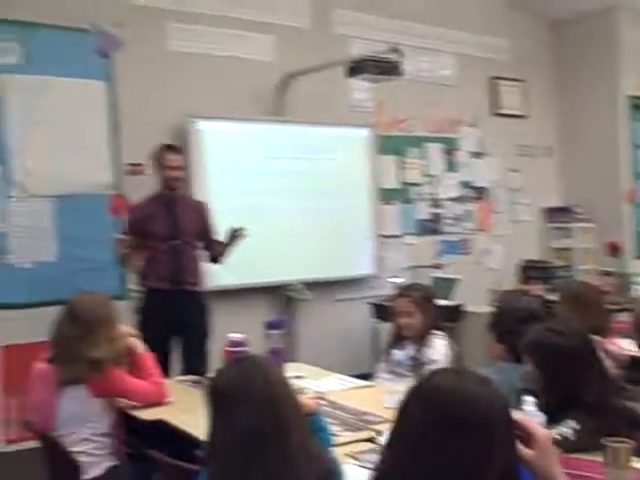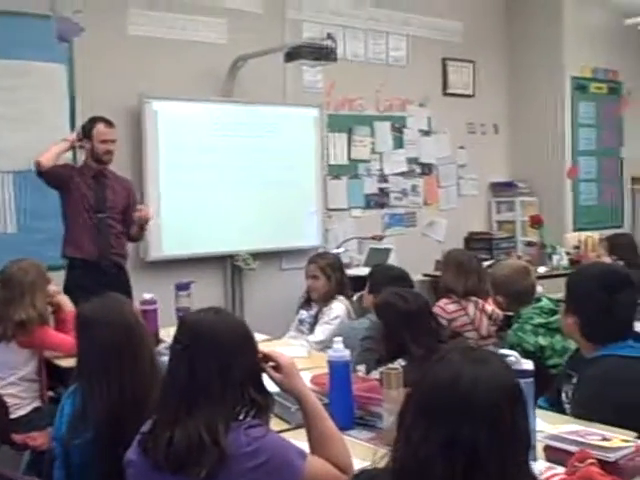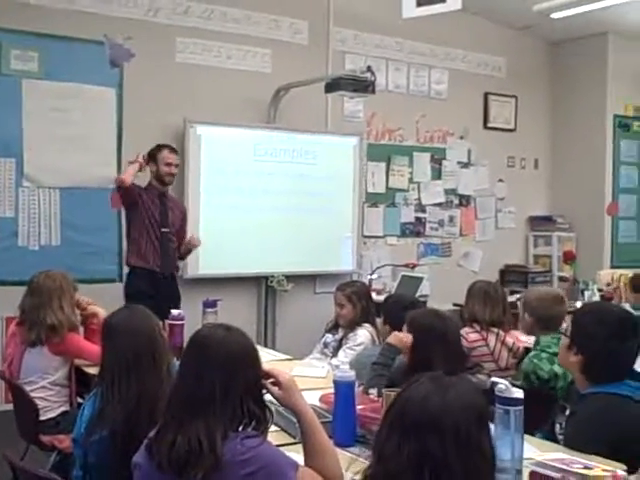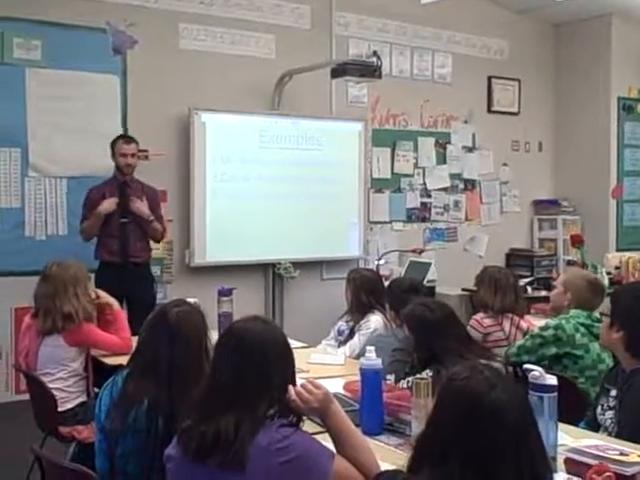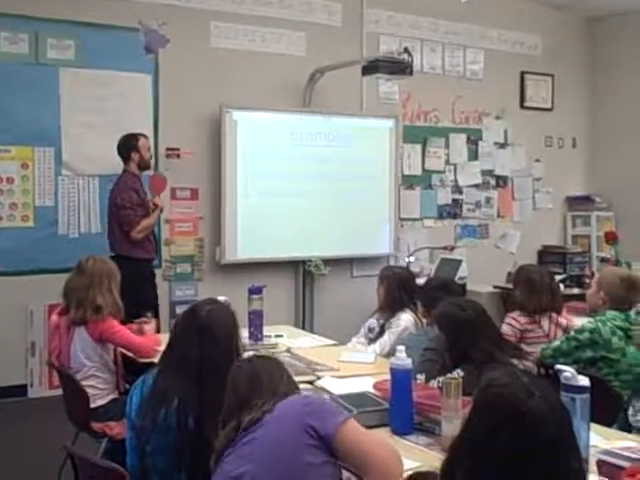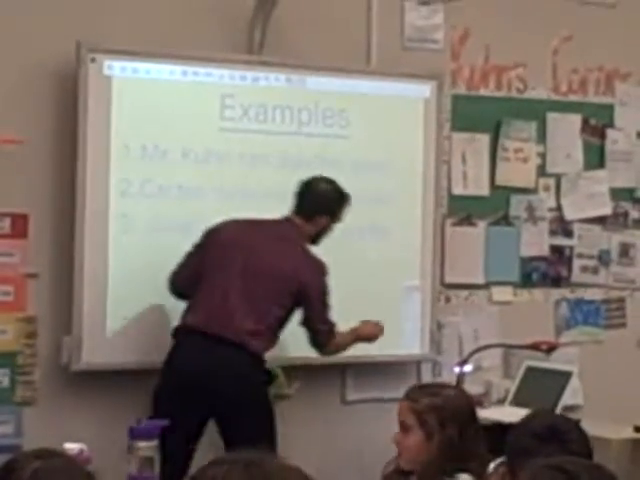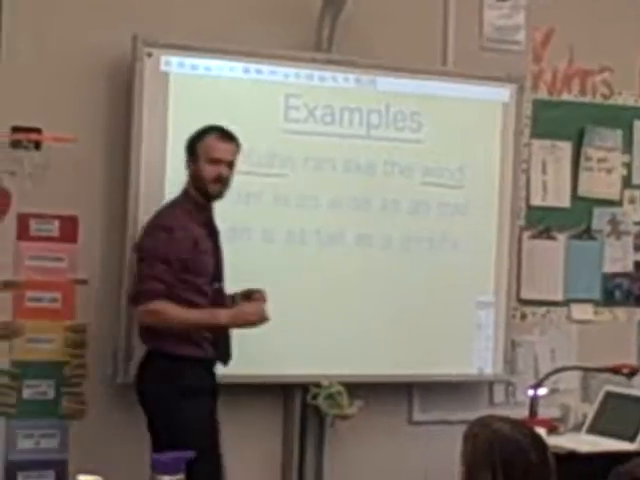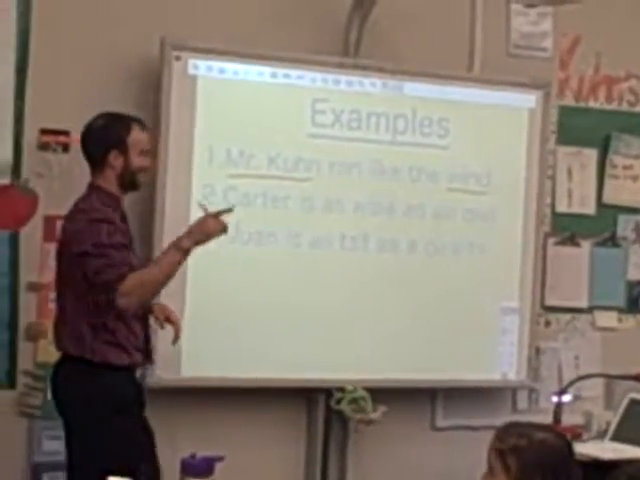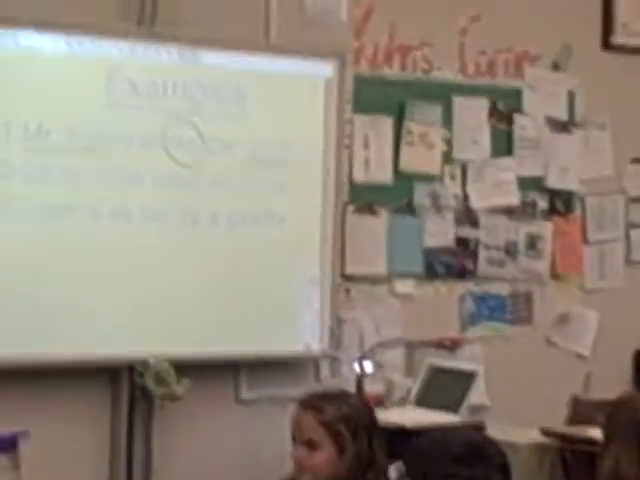Okay, so let's go over some examples here. We want to think about the two things that we're going to compare and those key words you're supposed to keep in the back of your brain, which were what? Like and as. I'm going to read the first one since it's about yours truly. Mr. Kuhn ran like the wind. So here we are comparing Mr. Kuhn to the wind. And what are those two words in the back of your brain? Like and as!